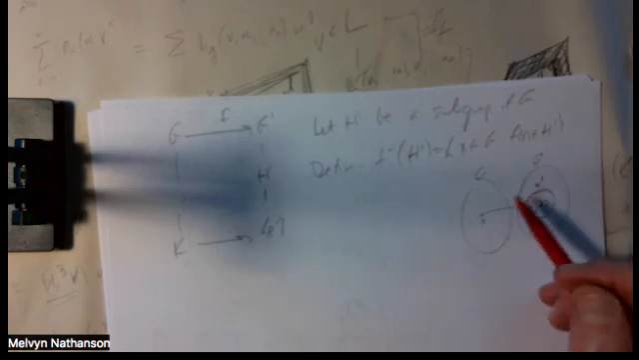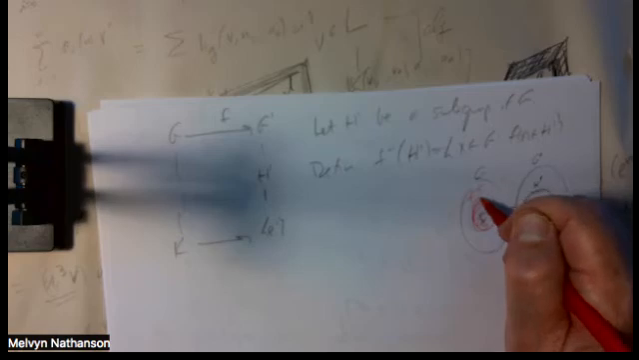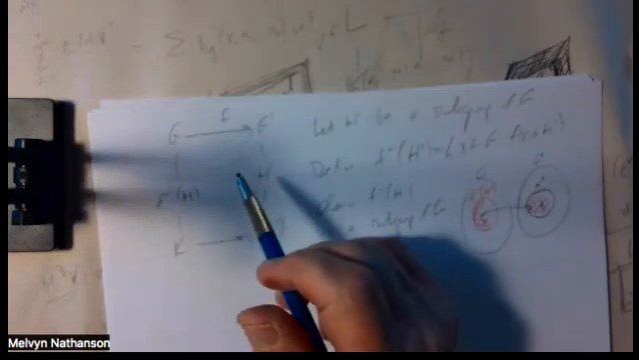So all of those X's, such that F of X is in H prime, I'll call this set F inverse of H prime. So F inverse of H prime is all X in G, such that F of X is in H prime. And I claim F inverse of H prime is a subgroup of G. So I have this set F inverse of H prime.